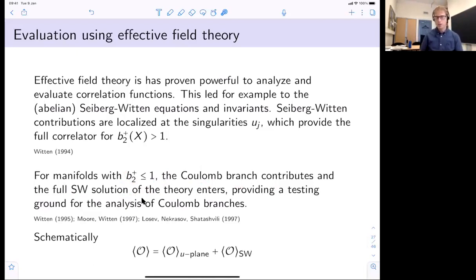And to set up the path integral, it provides an interesting testing ground for the analysis of the Coulomb branches. So schematically what we get is that an observable O can be written as a contribution from the U-plane or the Coulomb branch, plus a contribution which has delta function support on the singularities on the U-plane. And in the following, we'll be particularly interested in this contribution from the U-plane, because that's where we need to integrate over the full Coulomb branch and really understand all the contributions in detail.